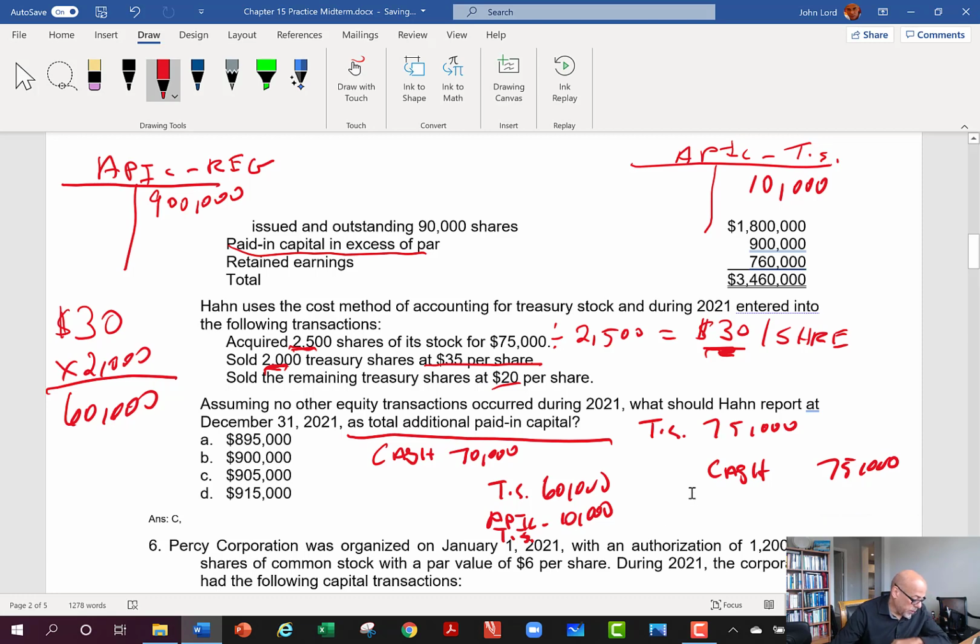Then what happens? Then we look at the last part of the transaction. The last part is they sell the remaining shares at $20. Well, that's 500 shares that are left times what? Times the $20 per share that they told me. So how much cash am I going to get on that part?